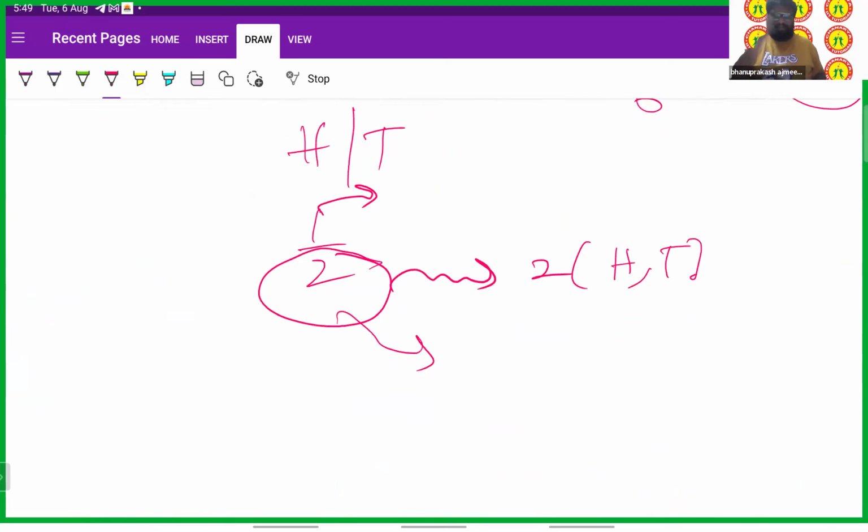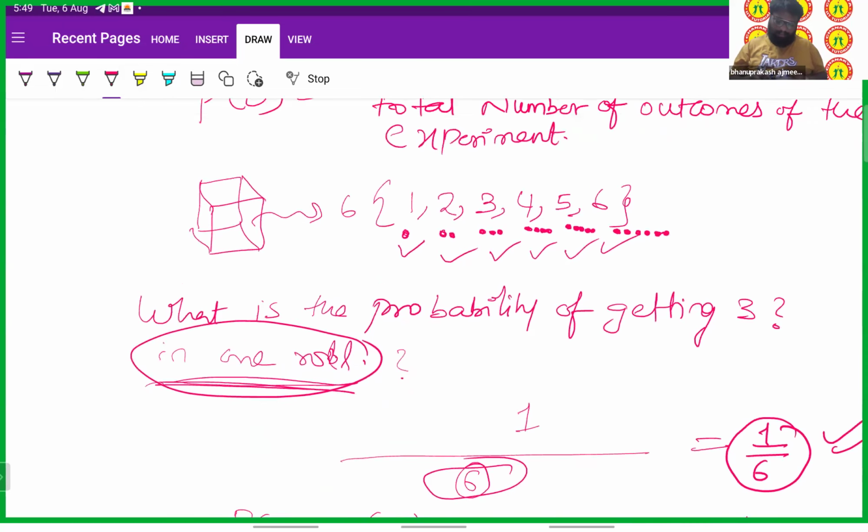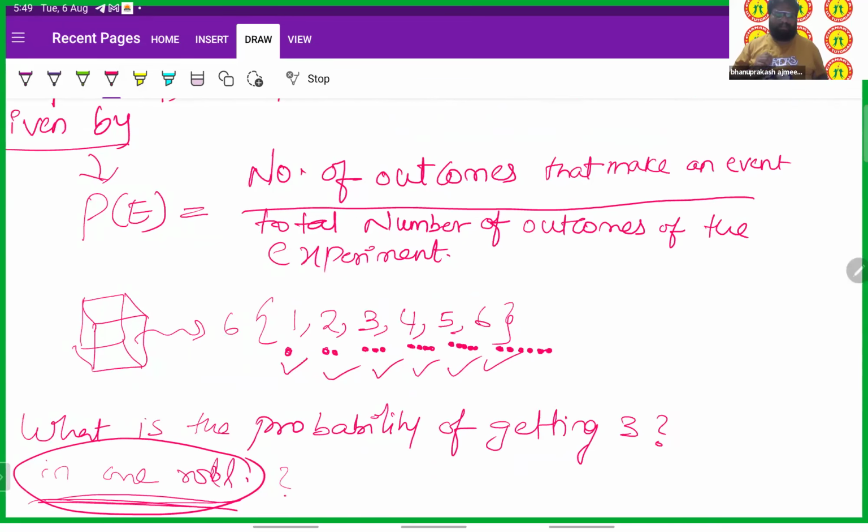Look at what is given here: total number of outcomes of the experiment. What if you toss a coin in the air? The total number of outcomes should be head and tail, right? So 2 outcomes, I'm writing 2 in the denominator. And what is my event? I should get head. Out of the 2 outcomes, head comes one time. So that is 1 by 2.